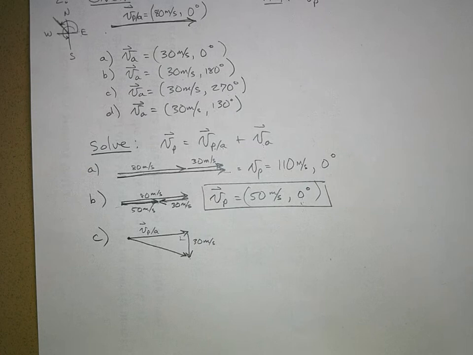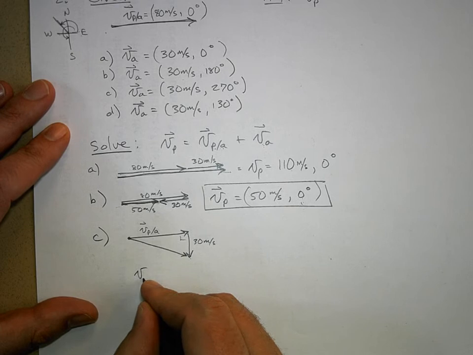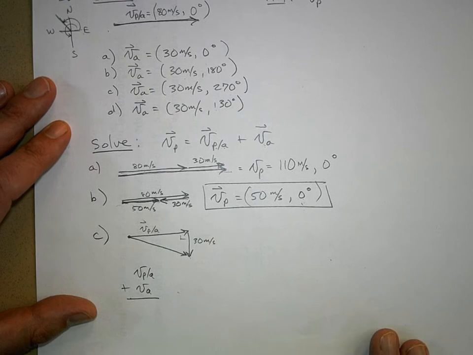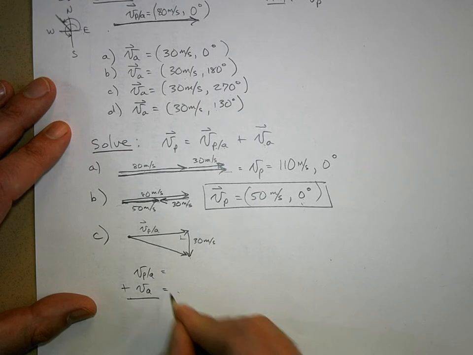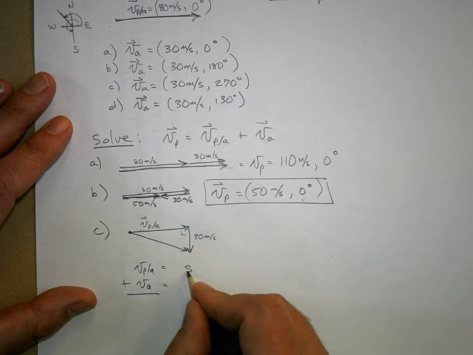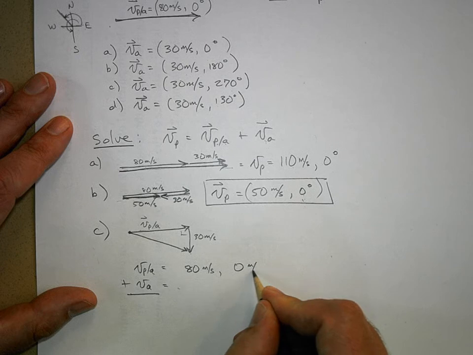Now, I'll tell you what, I'll go ahead and solve this more rigorously. We'll go the velocity of the plane compared to the air plus the velocity of the air. See how I'm going to line it up like this? Now let's go ahead and put them in rectangular coordinates. The plane compared to the air, that's 80 meters per second. 0 meters per second in the y direction.